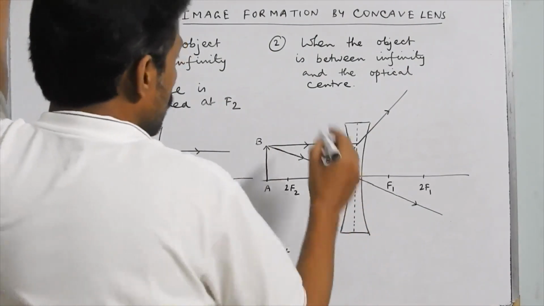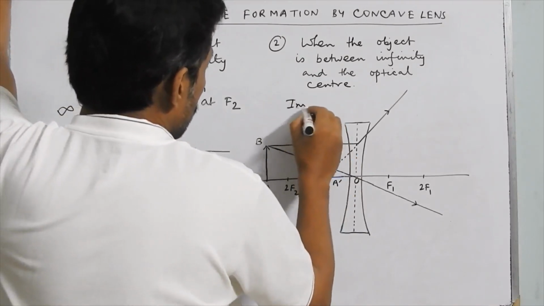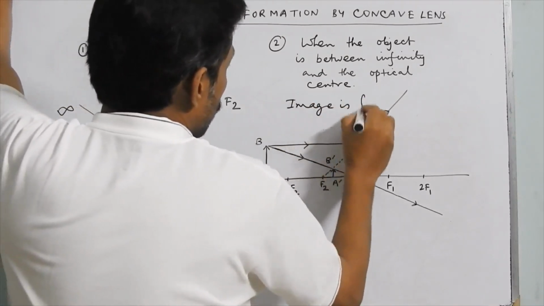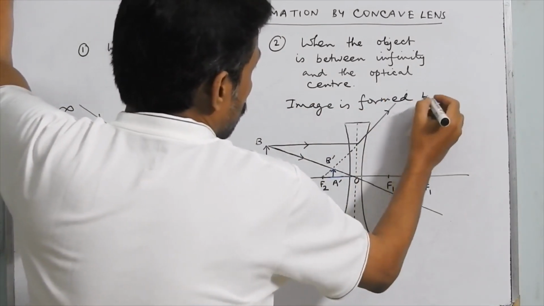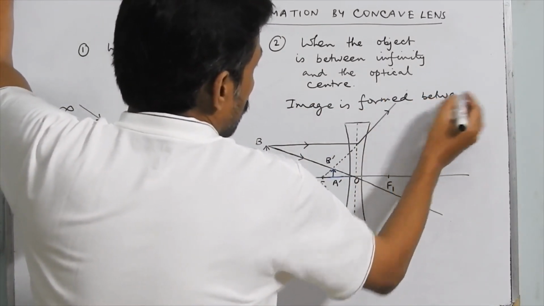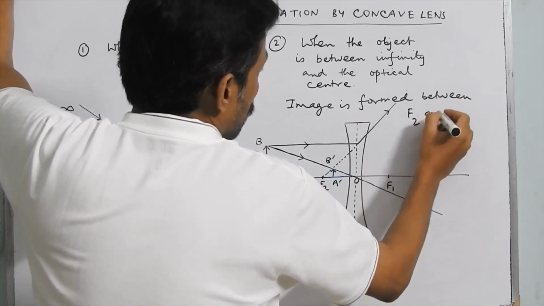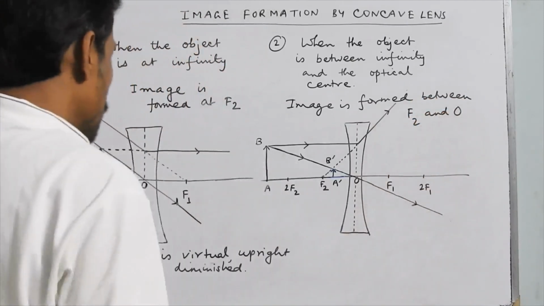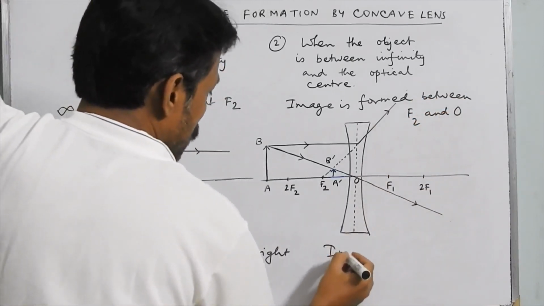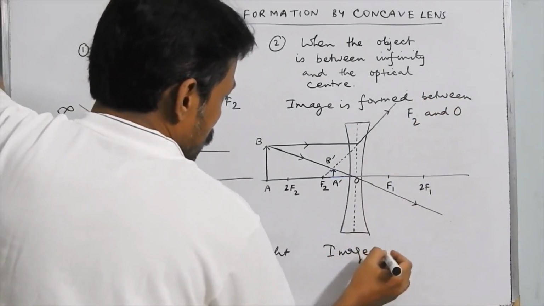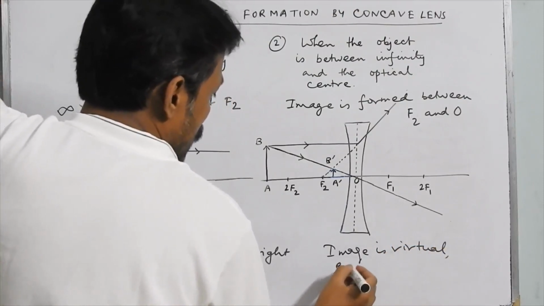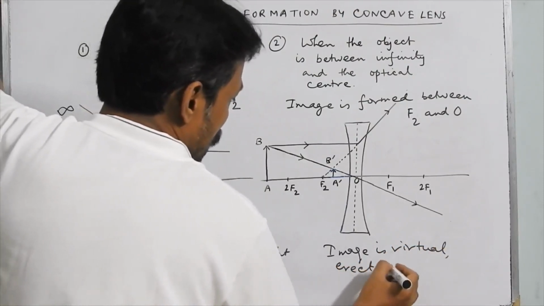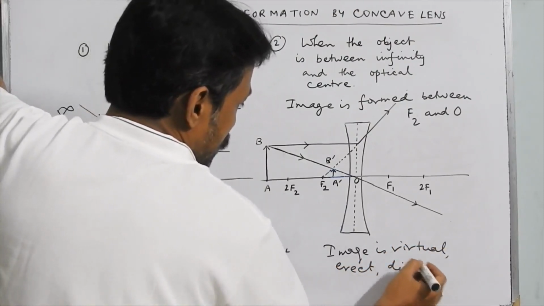So in this case you can say the image is formed between the second principal focus f2 and the optical center O of the lens. The characteristics of the image are such that it is virtual, it is erect or upright, and it is diminished.